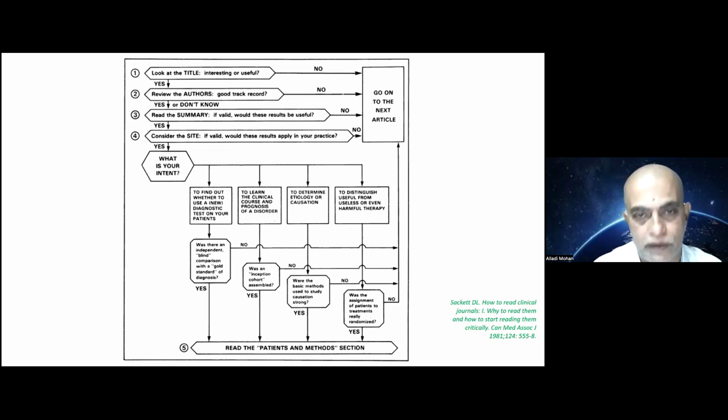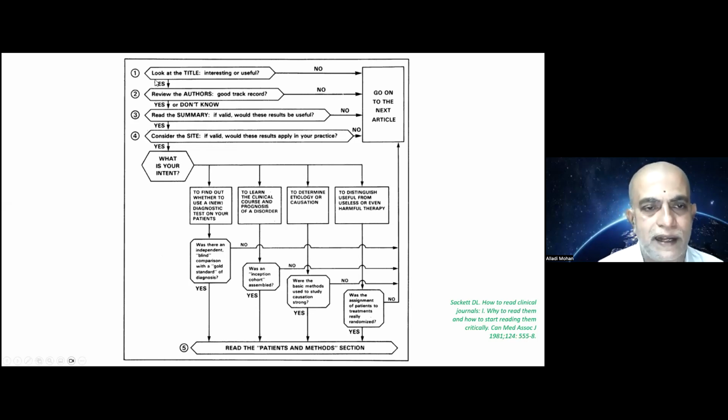Read the abstract or summary. Do you think these are valid and are they useful to you? Then what is your intent? You want to find out whether to use a new diagnostic test on your patients, to learn the clinical course and prognosis of a disorder, to determine the etiology or the causation, or distinguish useful from useless or even harmful therapy. These are a few tenets, caveats with which we contend. If the earlier answers are no, you go on to the next article.